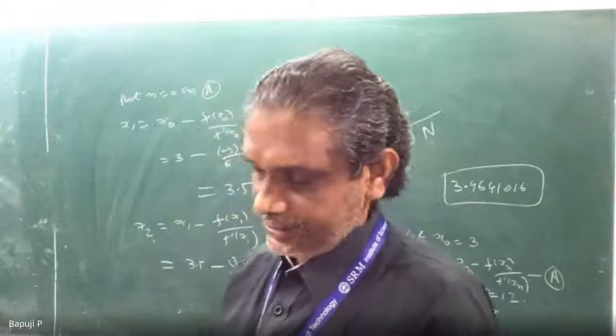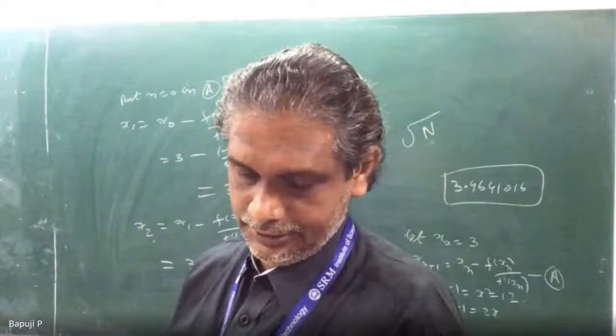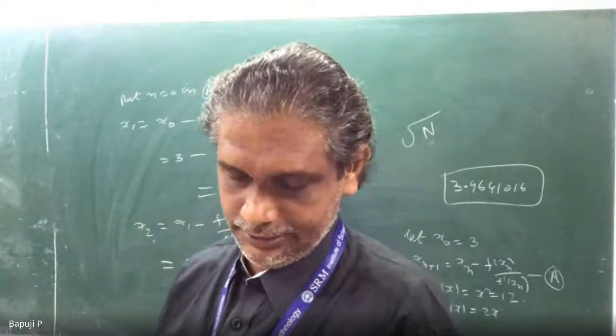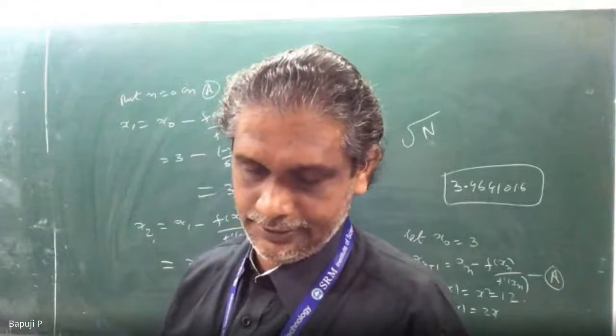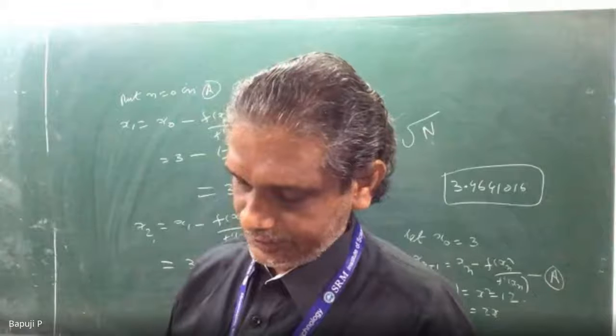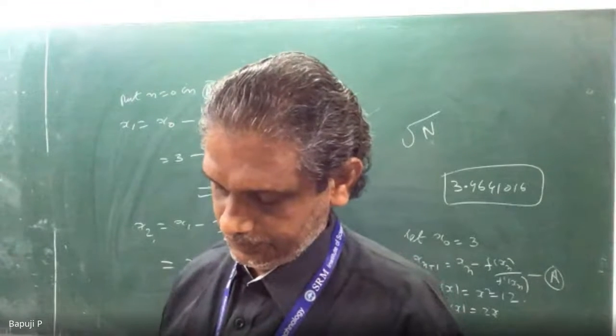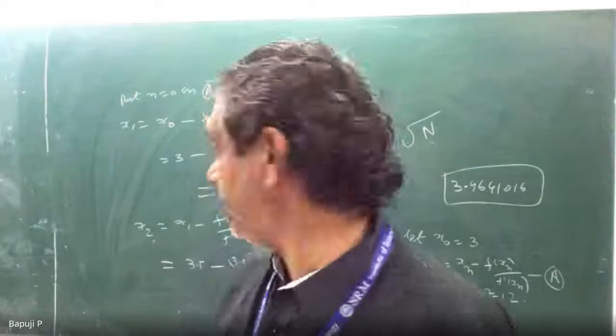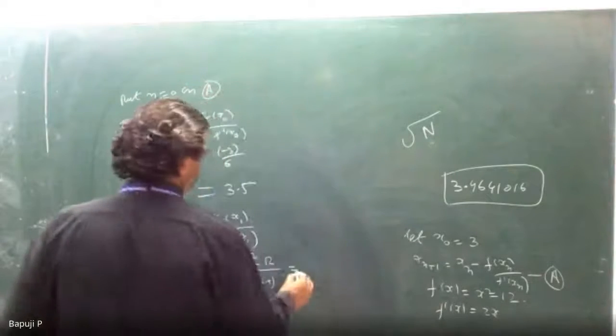Sir, it is coming 3.4643. 3.4642 is given. What did you get? 3.4643. The textbook gives 3.4642. For the time being, I will take this value. But anyway, you will get it.